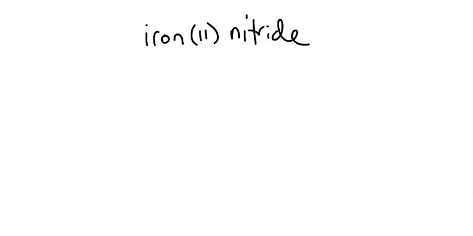All right, iron 2 nitride. Okay, so here's where it gets a little bit tricky. Iron 2, well that tells us immediately that it's the +2 ion, and that's fine. Okay, so that saves us that step. Nitride is a -3. All right, now we get these charges to equal out.